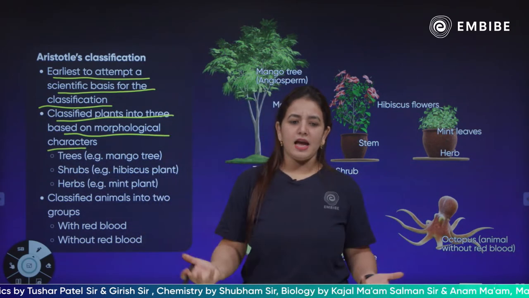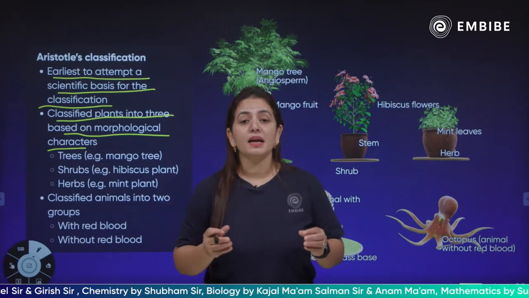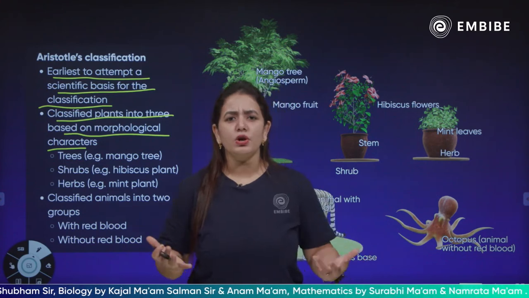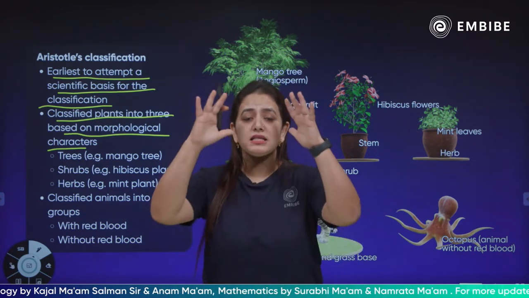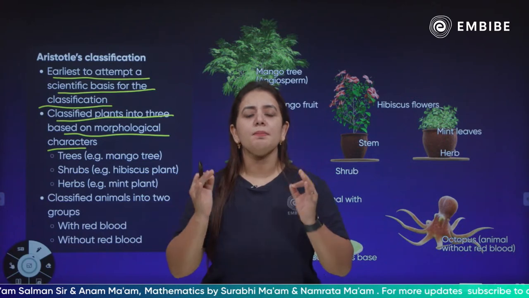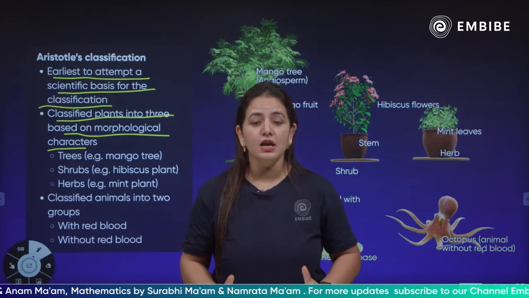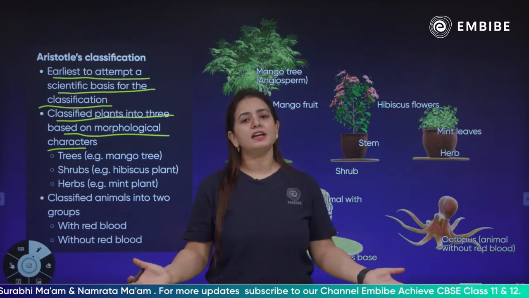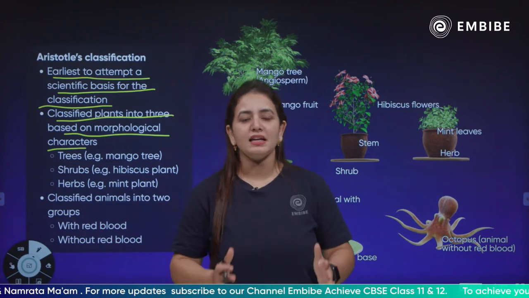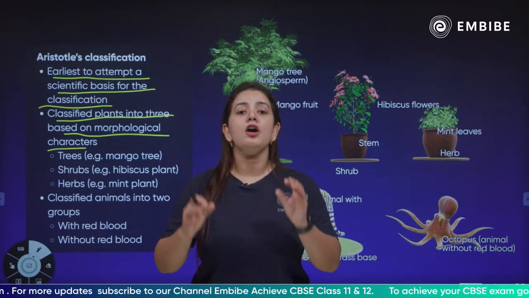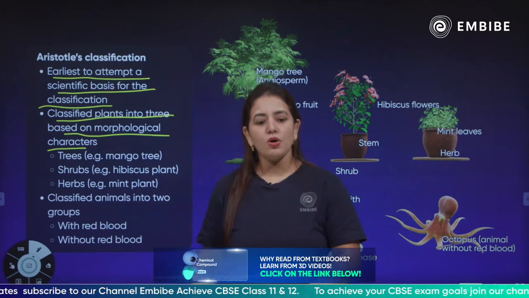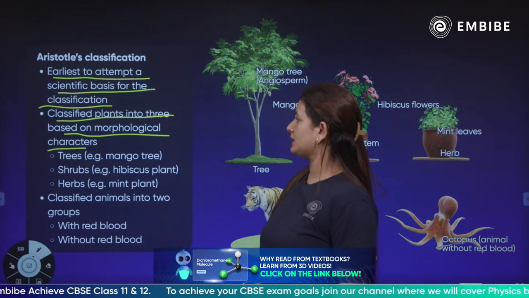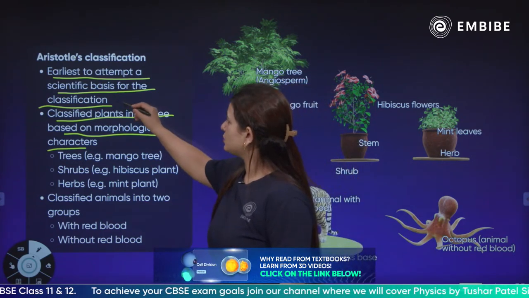Since Aristotle was the first one to attempt classification, the very first thing he did was classify on the basis of external appearance, on the basis of morphology. Morphology means physical features which you can see, the external appearance. So he took all the plants and animals and classified them on the basis of their morphological features, classifying plants into three parts.